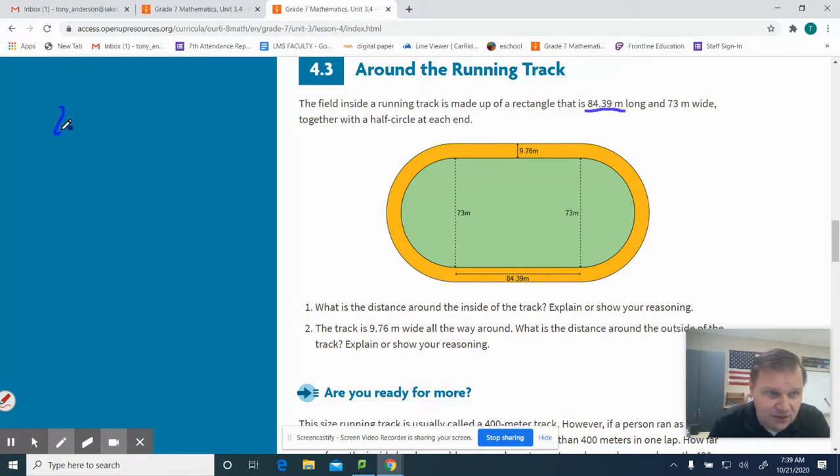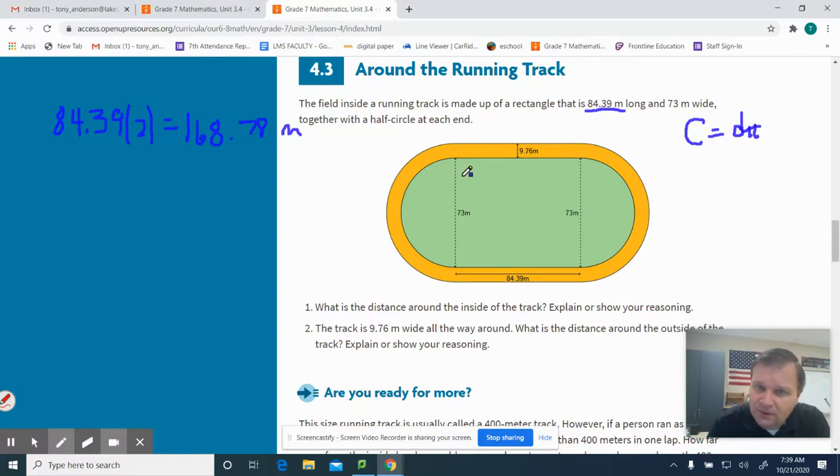84.39 meters long. So I have 84.39 and I have two of those lengths. And when I do that, that gives me about 168.78 meters. Okay. Well, now I have two half circles, and we know that if we want to find the circumference of those two half circles, that is the diameter times pi.